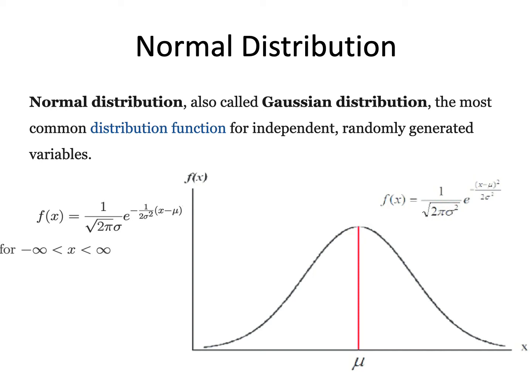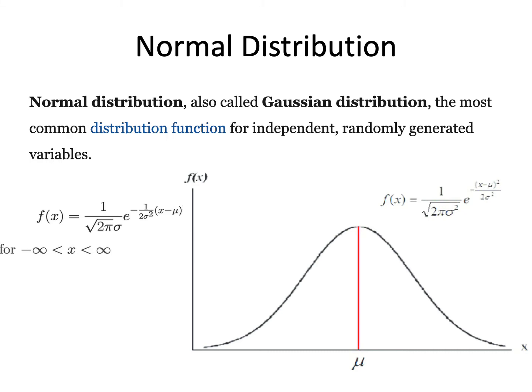Okay, let's discuss the normal distribution. It is an extremely important continuous probability distribution. It arises very frequently in theory and practice. The normal distribution, which is also called the Gaussian distribution, is the most common distribution function for independent, randomly generated variables.